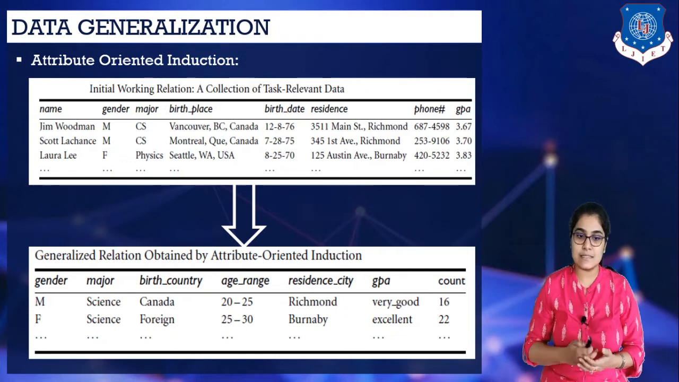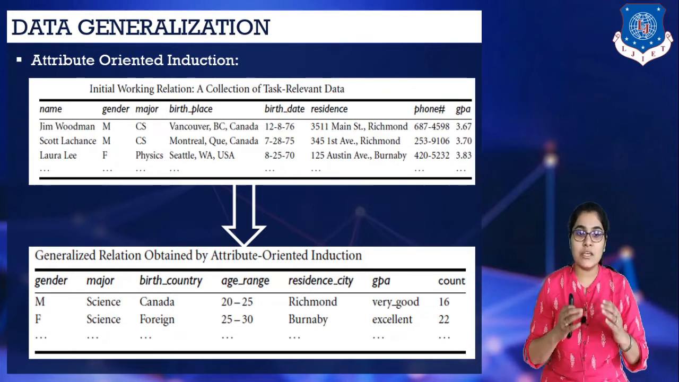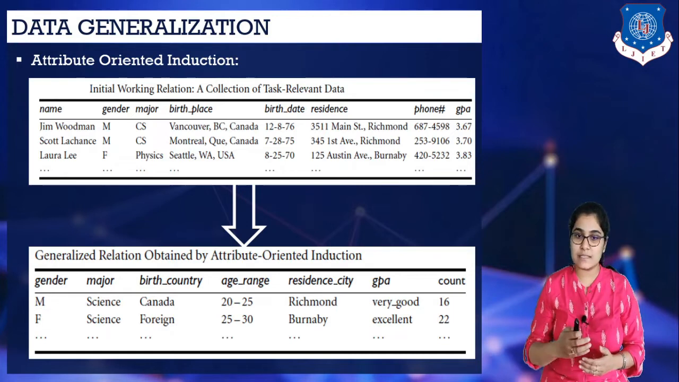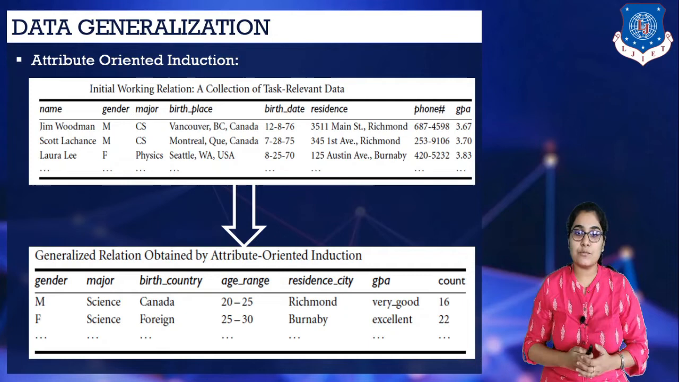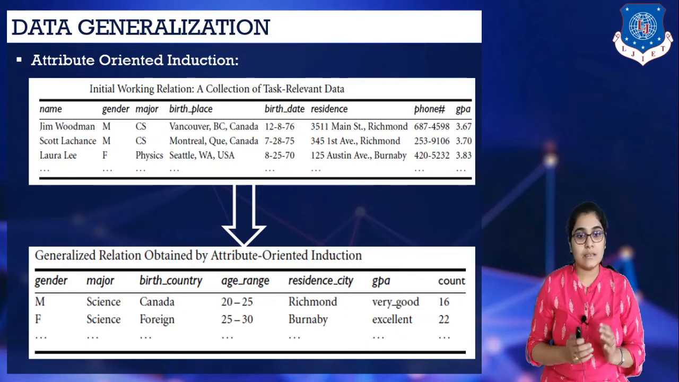Next is residence. Again, the residence attribute has a very large set of different values, so we can replace residence with residence city. Next attribute is phone number. Now, the phone number attribute contains a huge set of different values. However, we cannot perform generalization on this attribute, and that is why we will eliminate this attribute from the resulting set. And the last attribute is GPA.